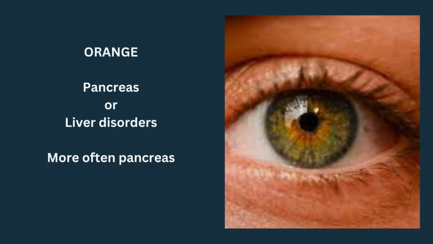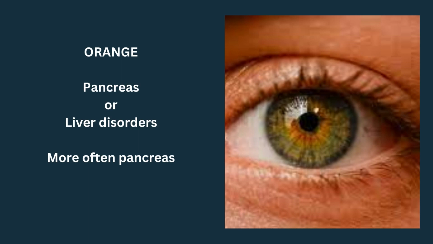Also understand that these are the things that we can see sometimes without the use of a magnifying glass. When we go further into these classes, we'll talk about what you can see with the iridology camera, because it really does change everything as far as what you can see. All right, so let's move on to this color orange. Orange is interpreted to mean a tendency for pancreas or liver disorders. And it's usually the pancreas when you see the orange.